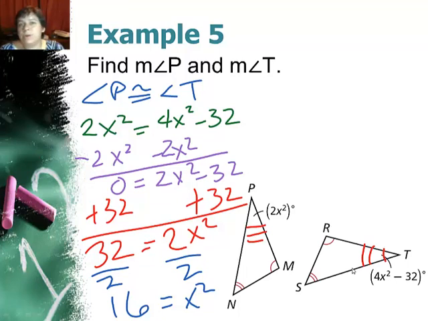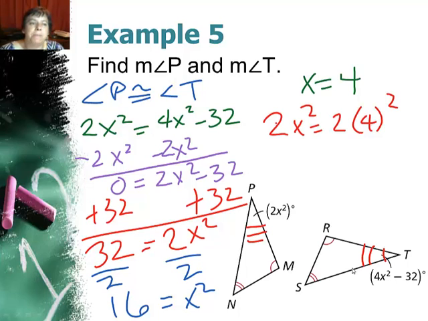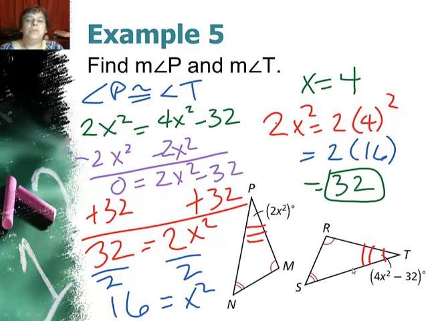Taking the square root of both sides, I'm not going to have a negative angle, so I just take the positive, and x is 4. Substituting back in to find my angle, I get 2 times 4 squared, or 2 times 16, which is 32. Both angles have a measure of 32 degrees.